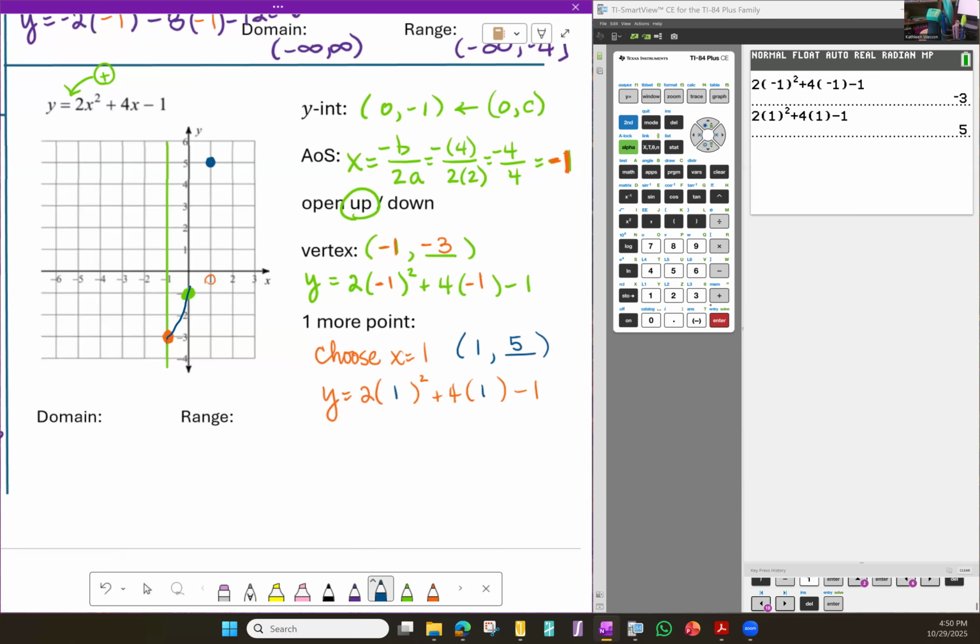So this is half of my parabola, and it's symmetrical across the axis of symmetry. Here's the other half of my parabola. It's kind of wobbly, but you get the idea. My domain is from -infinity to infinity, and the range is from -3 to infinity.